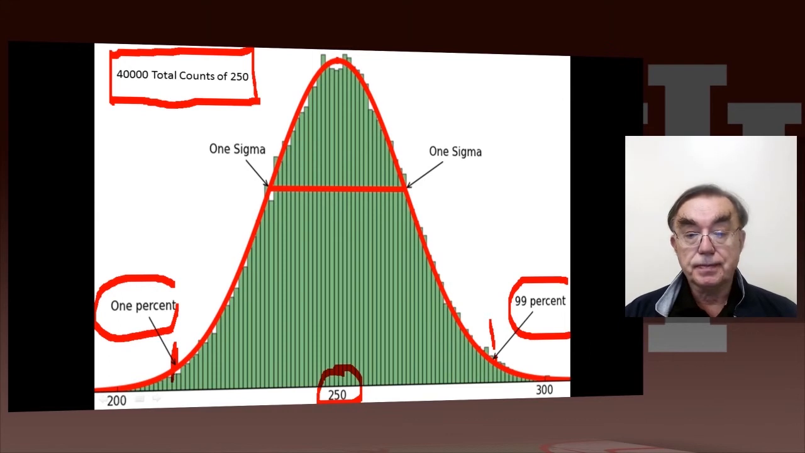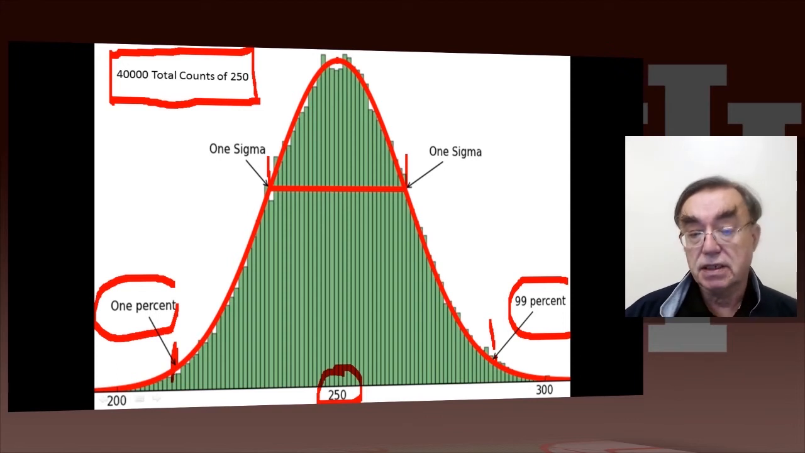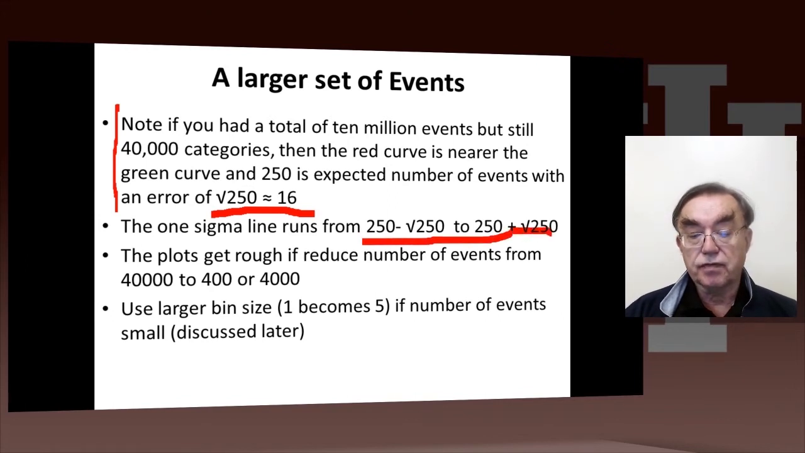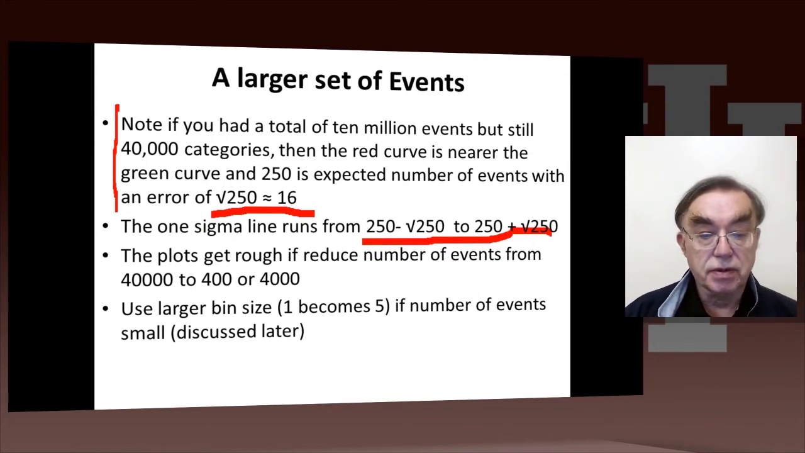And here is 1 sigma from the mean, and here's 1 sigma above the mean. So actually this particular green curve fits the red curve better than the previous case, and we can see that later when we actually plot the error bars. And so this slide here goes through what I just said. We have 10 million events, but still 40,000 categories. Square root of 250 is around 16, a little less than 16. We run the 1 sigma line from 250 minus the square root of 250 to 250 plus the square root of 250.